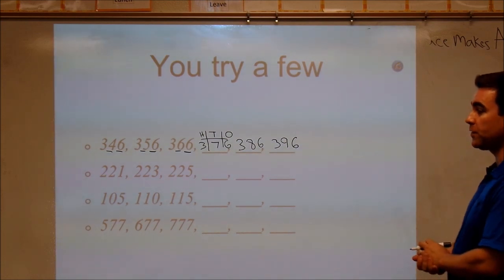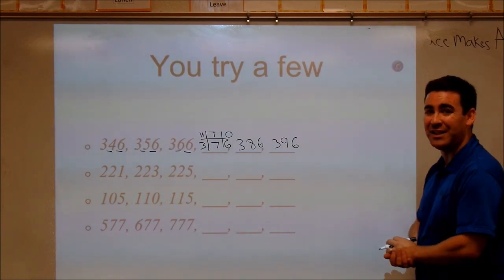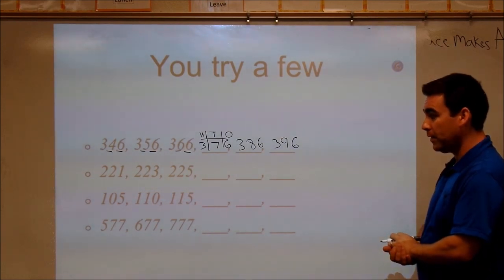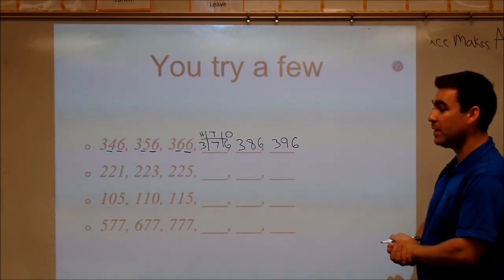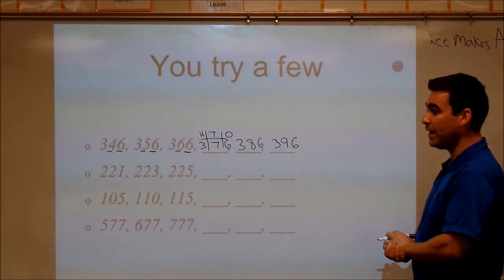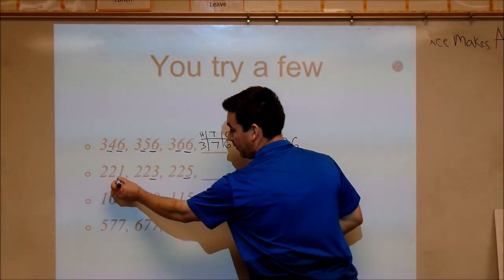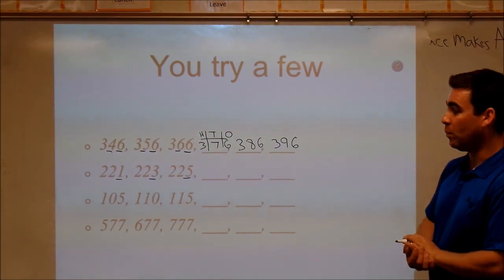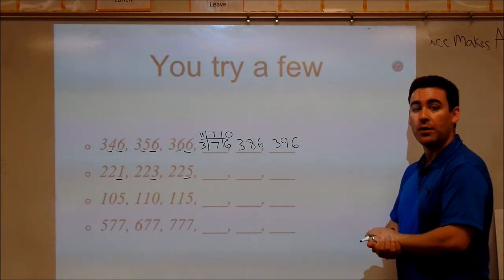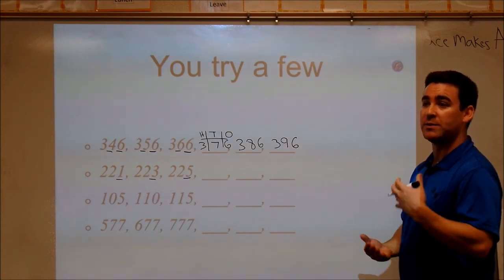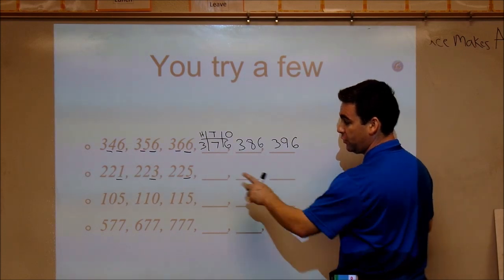Moving on to the next one, 221, 223, 225. Well, if we look first in the ones place, we see that the ones place is changing each time. And then looking at the tens place is staying the same, the hundreds place is staying the same, and the ones place is not creating an A-B pattern. So, if it's going from 1 to 3 to 5, I should be thinking, wow, those are all odd numbers. This must be counting by twos.